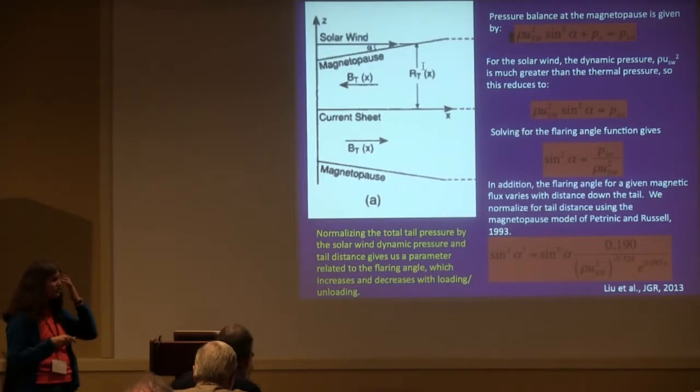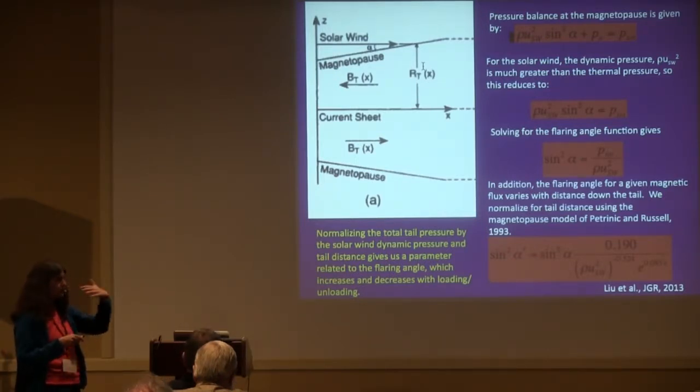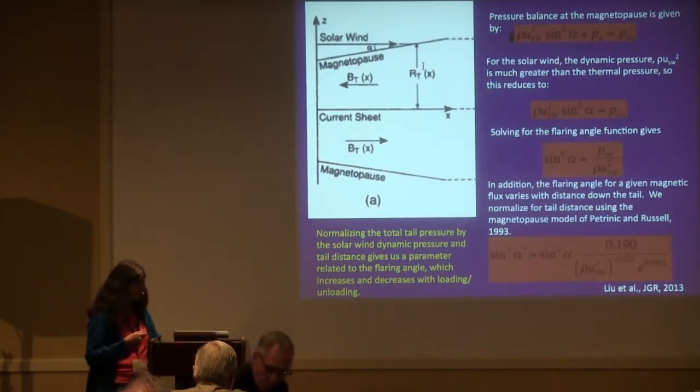The additional complication is that the magnetopause isn't just a line like this, it has a shape, and so you also have to correct a little bit for the distance down the tail, and we do that using the magnetopause model of Petrinic and Russell. So we end up with a parameter, this sine squared alpha prime, which just varies with the loading and unloading of the magnetosphere.